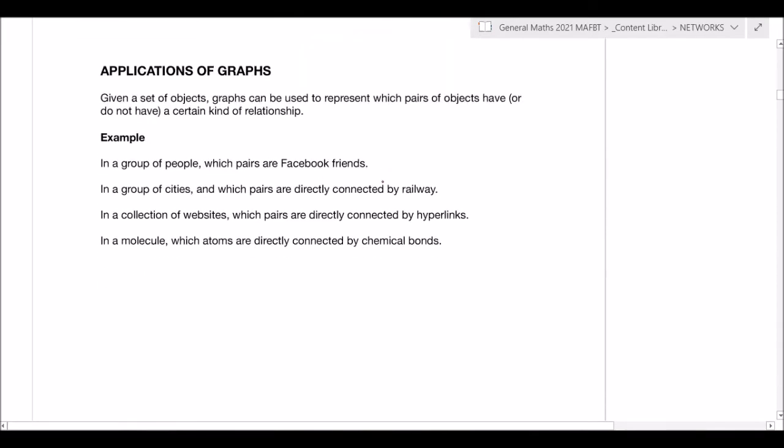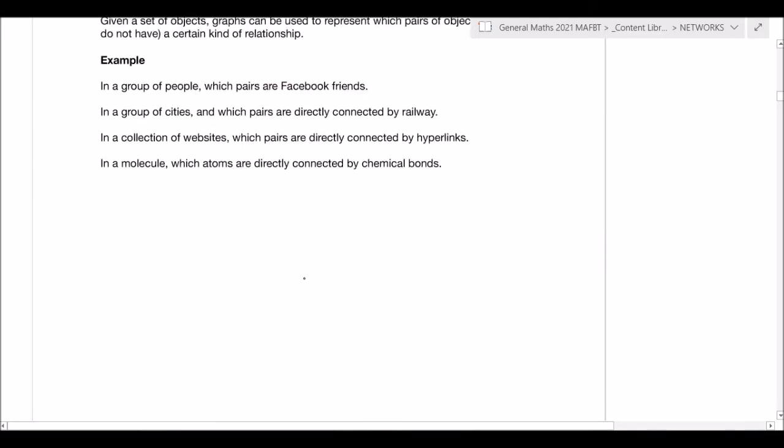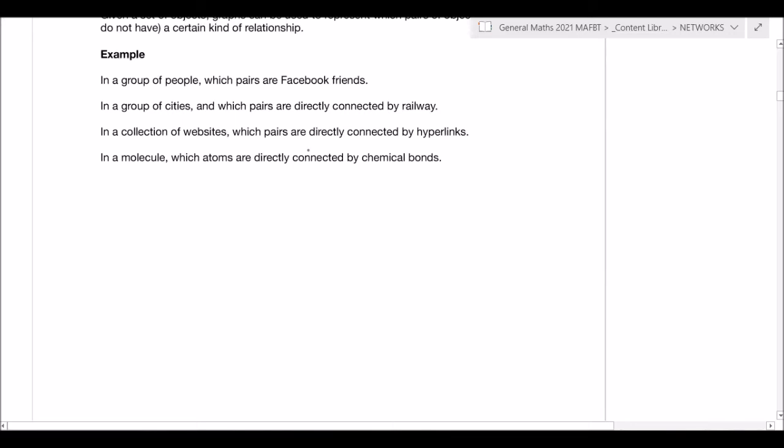So what are the applications? Given a set of objects, graphs can be used to represent which pairs of objects have or do not have some kind of relationship or connection with one another. For example, in a group of people, which pairs are Facebook friends? So say, for example, you have 10 friends like Mr. Torre has on Facebook. Out of those 10 friends, let's say there's 10 people.